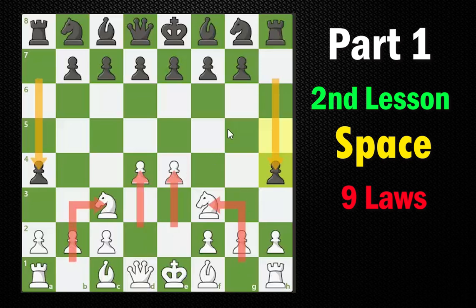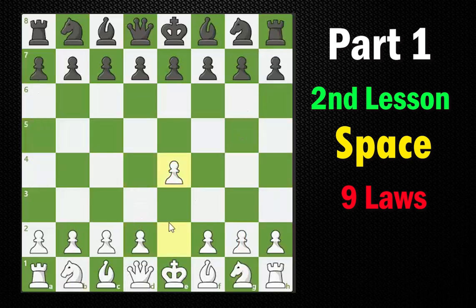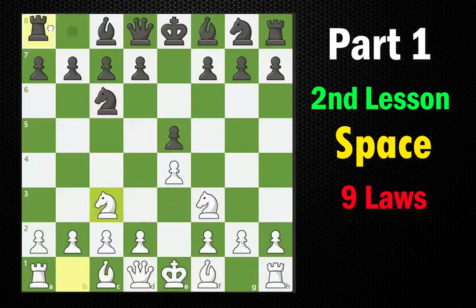Law number 8 says, after you gain control of a square in enemy territory, try to occupy the square with a knight. Now, this is an important one. For example, this is a common move like this. Now, you can see that white has control of this square because it's attacked by the knight, it's attacked by the pawn, both of these pieces are attacking it, so it's controlled by white.